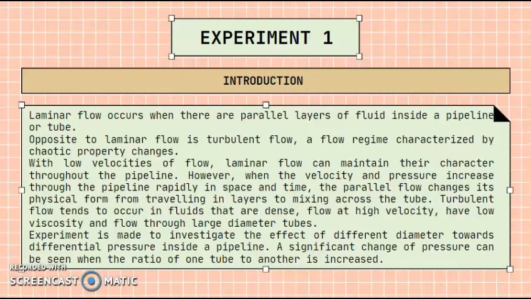Turbulent flow tends to occur in fluids that are dense, flow at high velocity, have low viscosity, and flow through large diameter tubes. The experiment is made to investigate the effect of different diameters towards differential pressure inside a pipeline. A significant change of pressure can be seen when the ratio of one tube to another is increased.